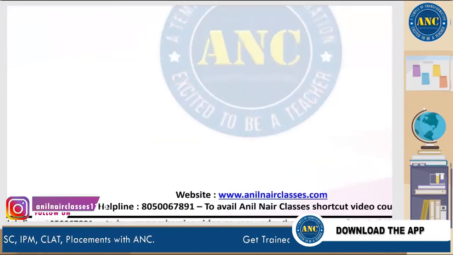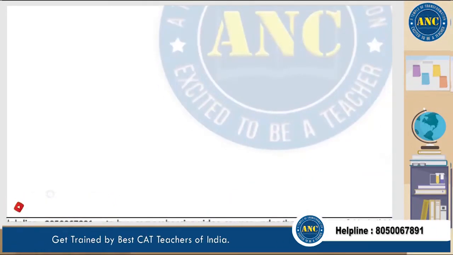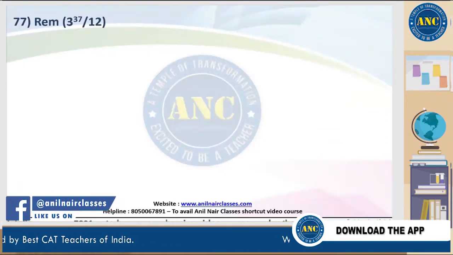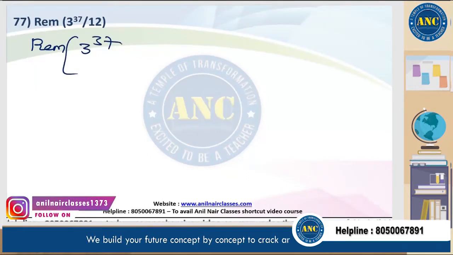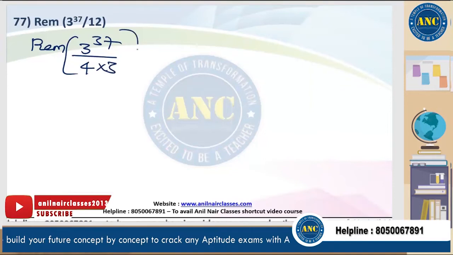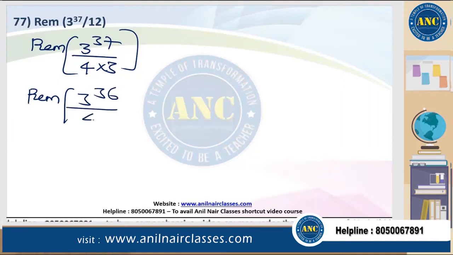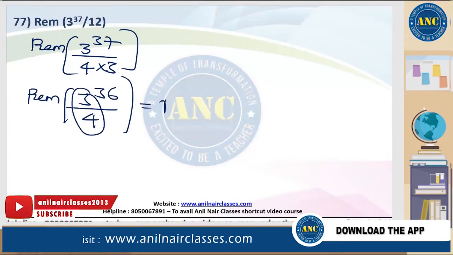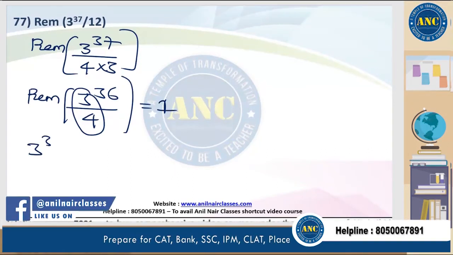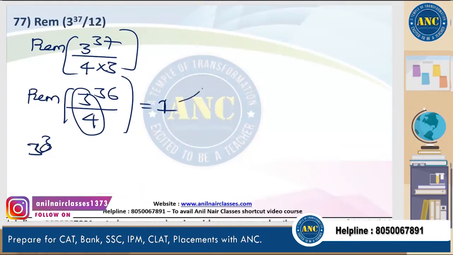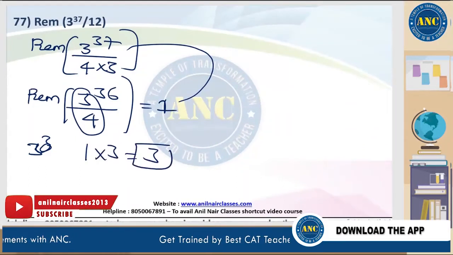3 power 37 divided by 12. 12 is 4 into 3. So this is nothing but 3 power 36 divided by 4. 4 ones are 4 minus 1, so it is minus 1 power even is plus 1. So 3 power 36 by 4 is 1, but I want for 3 power 37. So 1 into 3, 3. Idea is clear, right, sir?